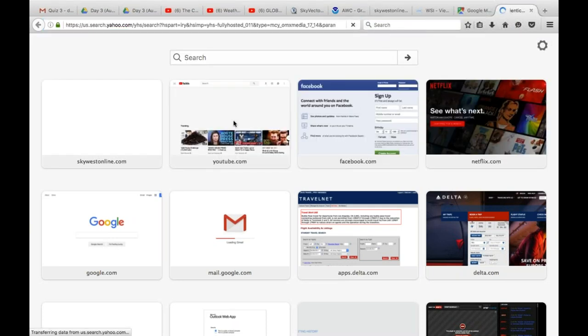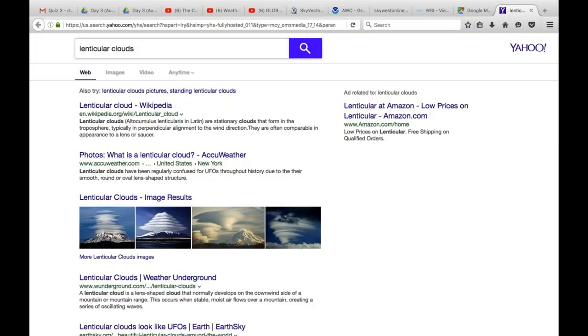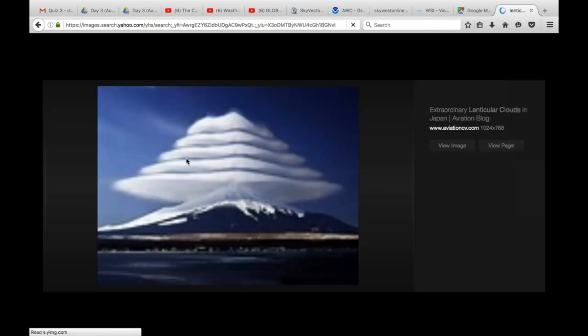And we actually see these on the mountain right by St. George all the time. This is an insane picture of some. I almost wonder if that's real.